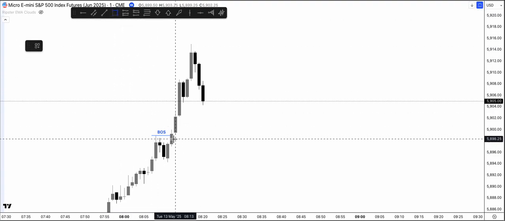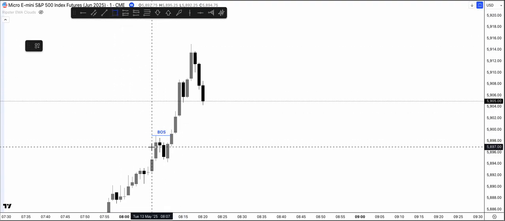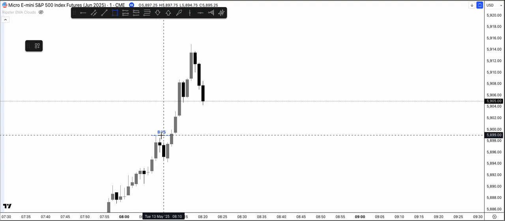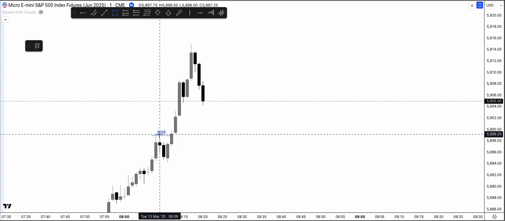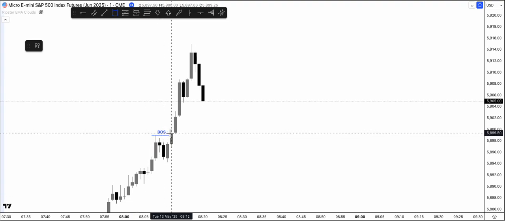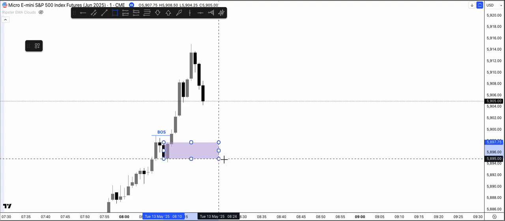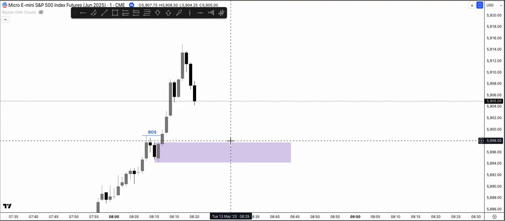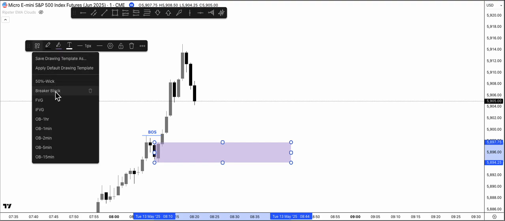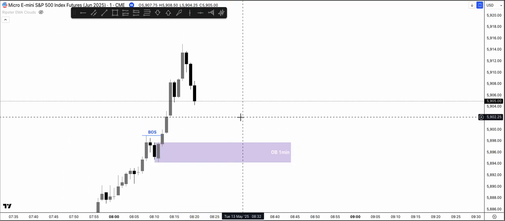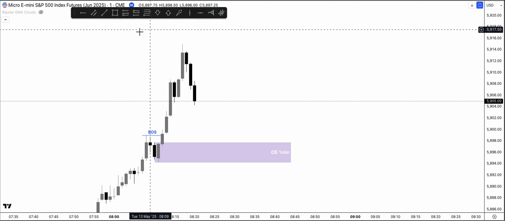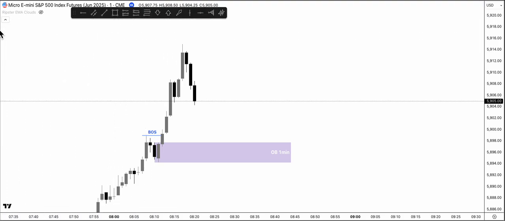My first step right now on this break of structure is to draw the order block. The way I draw the order block is the lowest candle before the break of structure occurred. In this case, it's going to be this candle here. That is the 1 minute order block. So the first step right now is to draw the order block.